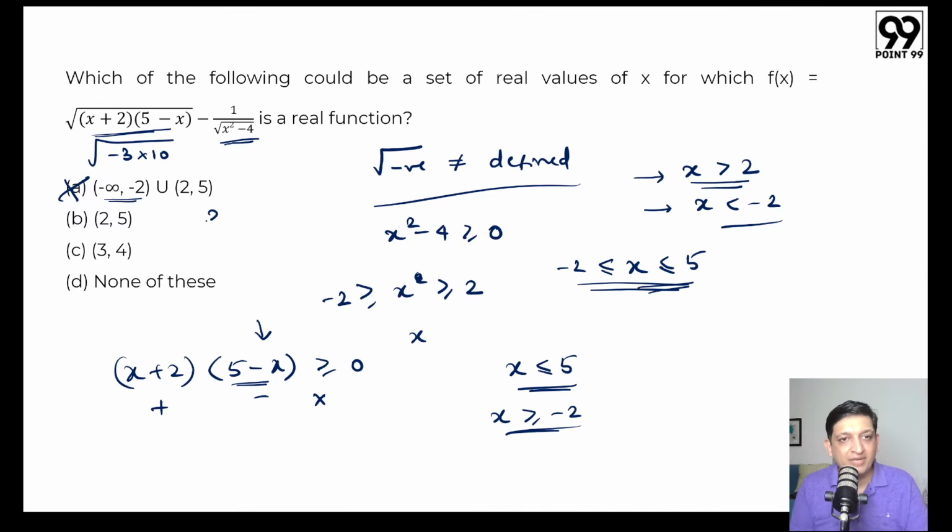Of course, a better way to write this should have been 2, 5 in this fashion, because 5 is also a part of the solution set, but which of the following could be a set of real values. So I think this is a good option to go with. 3, 4 is a decent option, but it is not as concise as 2, 5. So in this particular case, we will not mark this, we will mark this as the answer, and none of these of course is not going to be the answer. So the correct answer here is option B.